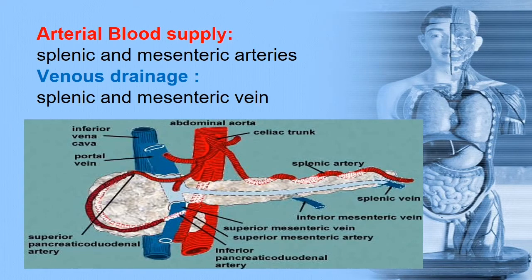Now the blood supply of the pancreas. The arterial blood supply is from the splenic and mesenteric arteries, and the venous drainage of the pancreas is through the splenic and mesenteric veins. You can see in the figure there are the veins and the arteries.